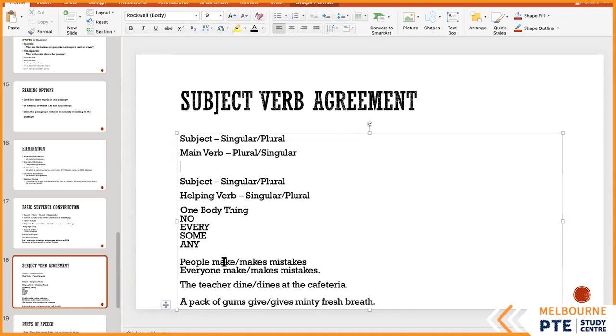Subject-verb agreement has a few exceptions, and the most common exceptions are referring to this: one body thing. These three words have four variations. What are they? They're at the bottom: no one, nobody, nothing; then everyone, everybody, everything; then someone, somebody, something; anyone, anybody, anything.